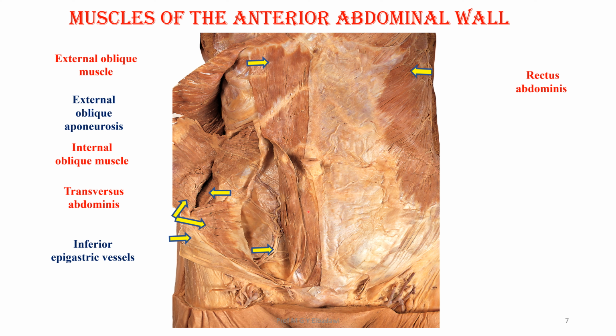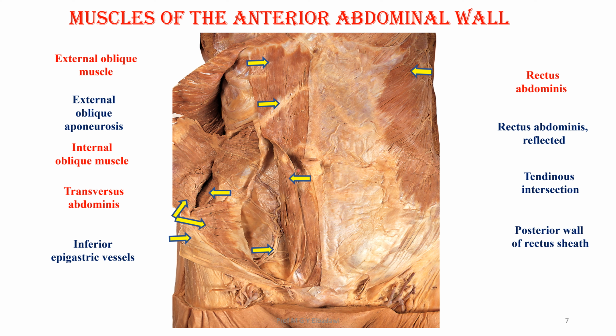That is the rectus abdominis above with the intersection, and that is the reflected part of the rectus abdominis here, reflected to the medial side, which should not be the same in surgery. If you want to reflect the rectus abdominis during surgery, you have to reflect it laterally to avoid injury of the nerves and the vessels which come from the lateral side. And these are the tendinous intersections. Here is the posterior wall of the rectus sheath.